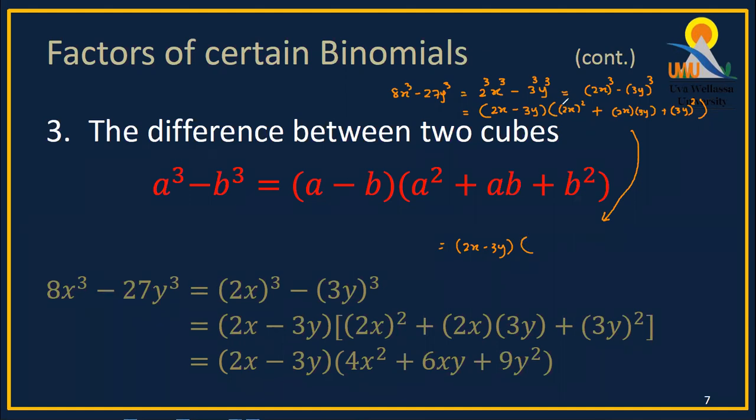Then the square term of 2x is 4x squared. And here you have a plus sign, all these are plus signs, therefore this would be plus 2 into 3, it is 6 times xy. Then plus 3y squared, which is equal to 9 times y squared. This is how we take the difference between two cubic terms.